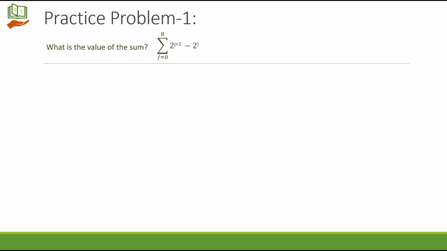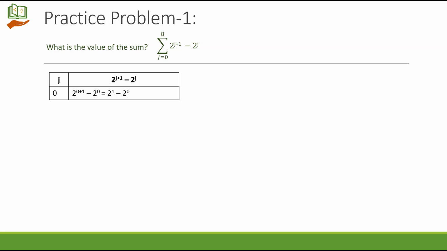The first problem. What is the value of the sum of 2 power j plus 1 minus 2 power j? It has to run from 0 to 8. So let's take the first value, 0. 2 power 0 plus 1 minus 2 power 0, that is 2 power 1 minus 2 power 0. 2 minus 1 will give you 1. What about j is equal to 1? 1 plus 1 will give 2. So 2 power 2 minus 2 power 1. This will be 4 minus 2, which is equal to 2.